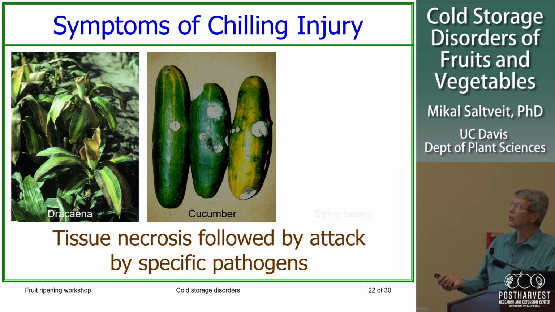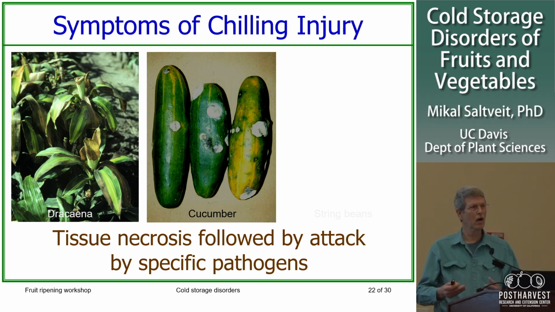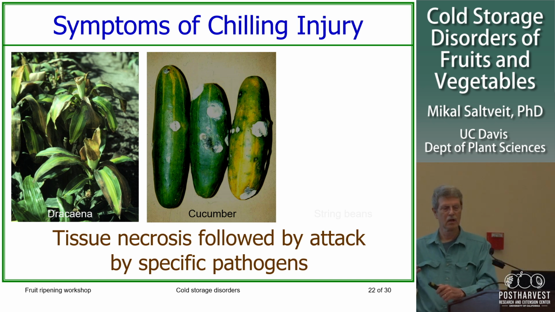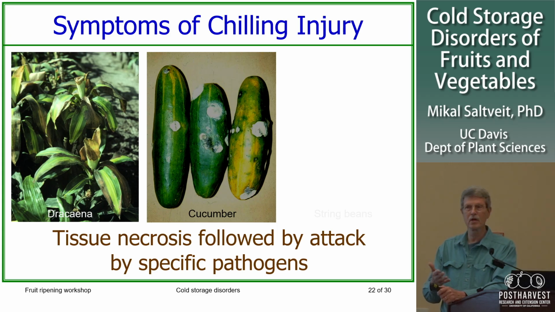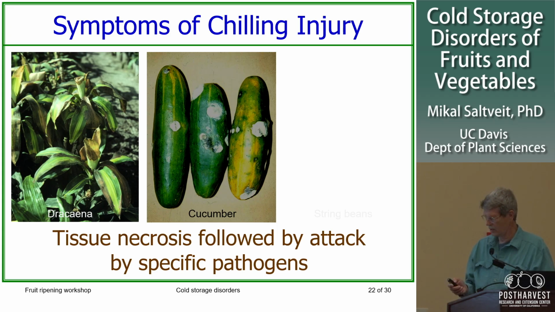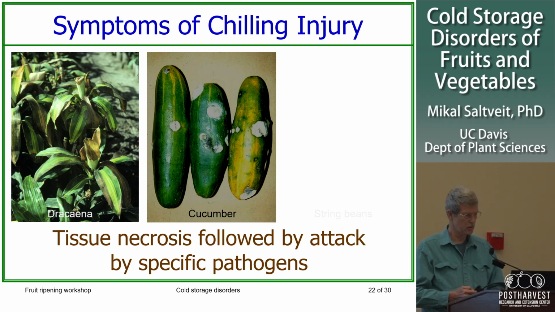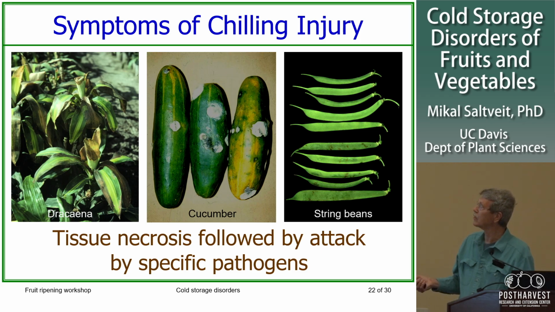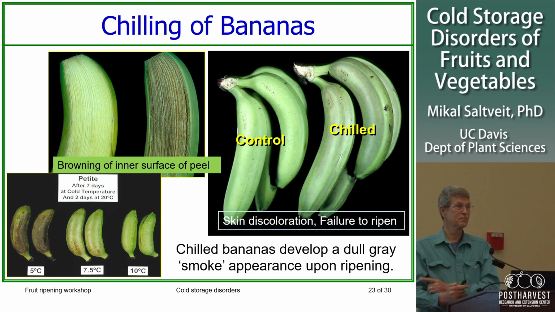In cucumbers, with chilling injury, you have sunken areas on the peel, and then after that you have an attack by a specific pathogen. So usually you can tell where the tissue has been chilled by the pathogen that's attacking it. Alternaria attacks tomatoes that have been chilled, and I forget exactly what this is here, but it's usually characteristic of commodities suffering chilling injury. And here we have string beans, and you see the darkening blotches on the beans. Have you seen this before?